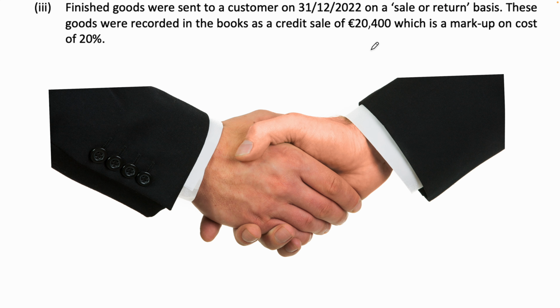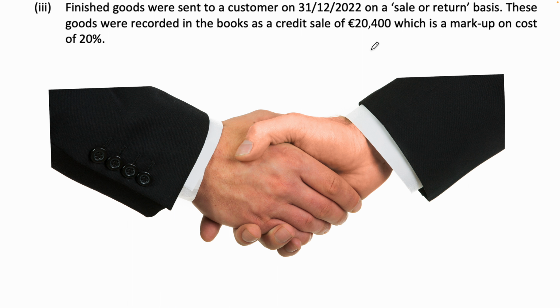Number 3 then, finished goods were sent to a customer on the 31st of the 12th, 2022 on a sale or return basis. These goods were recorded in the books as a credit sale of 20,400, which is a markup on cost of 20%. Basically, what's happening here is they sent the goods to a customer on a sale or return basis.